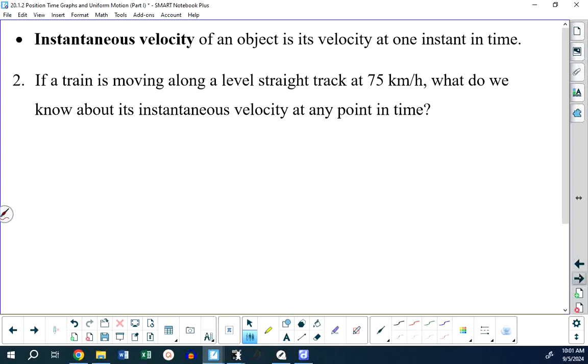Okay. Number 2 says if a train is moving along a level straight track at 75 kilometers per hour, what do you know about its instantaneous velocity at any point in time? Well, first of all, is this train experiencing uniform motion? It is. And I'm going to be tying very shortly the concept of uniform motion to velocity in this lesson. So this is uniform motion.